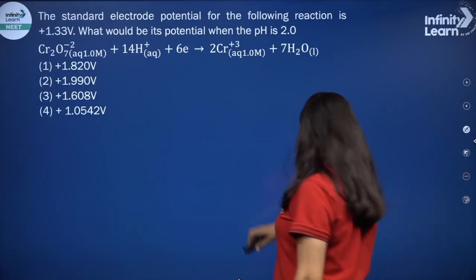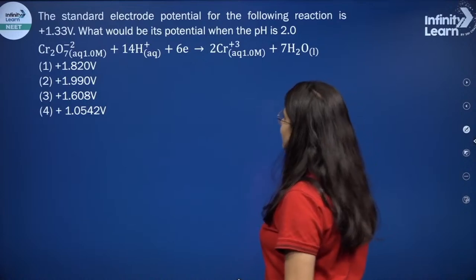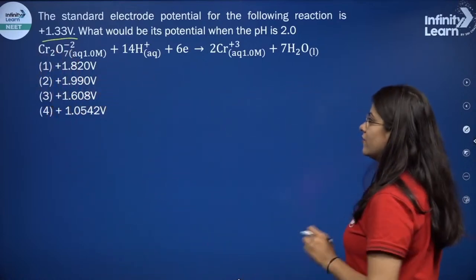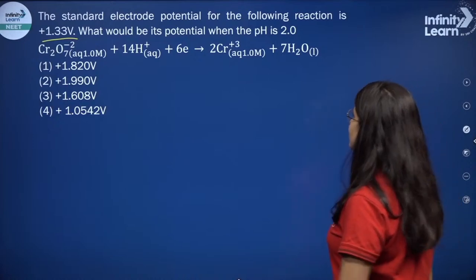The standard electrode potential of the following reaction is given. So we are given this reaction and the standard electrode potential. What will be the potential when the pH is 2?